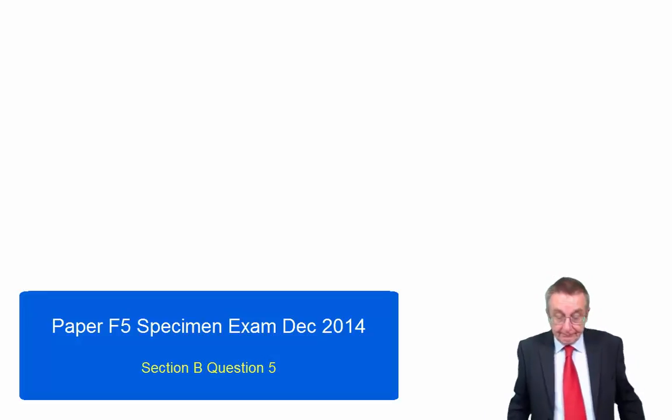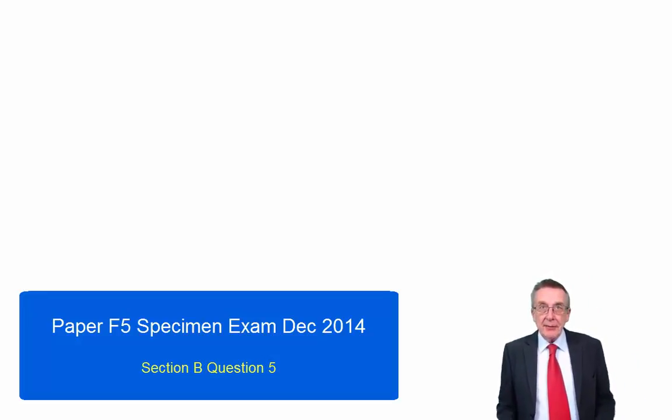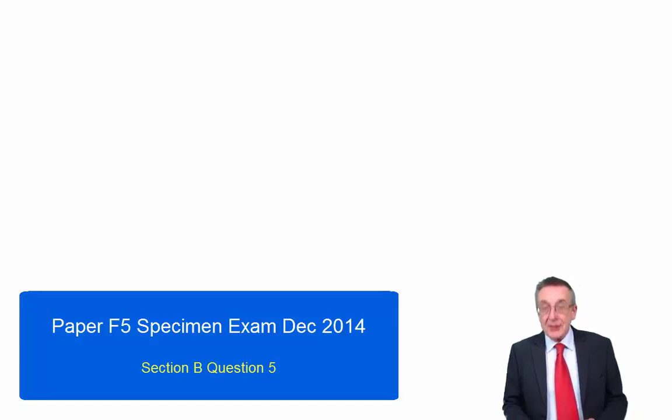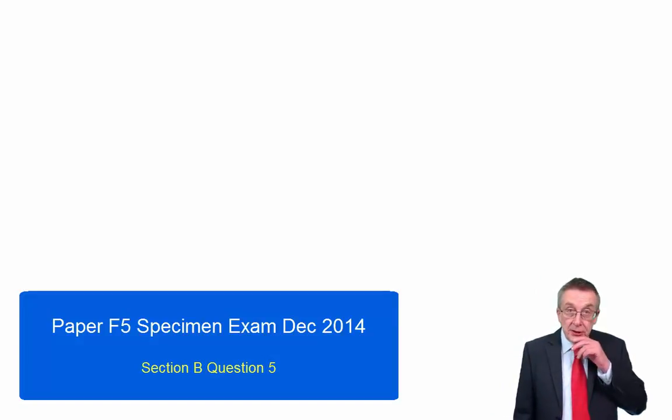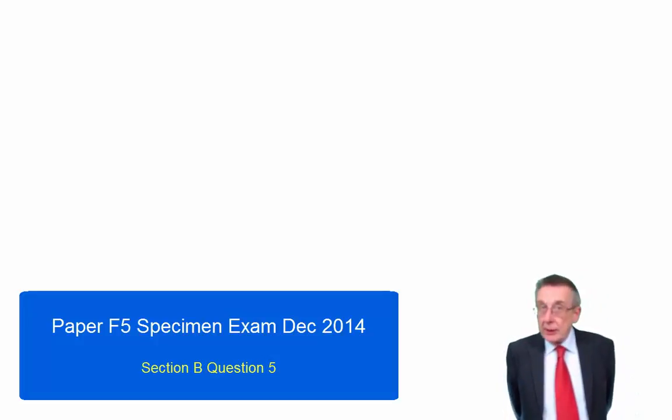Okay, let's go through the last question in section B of the paper F5 specimen paper, which is question 5, Truffle. As always, look at the requirements first.